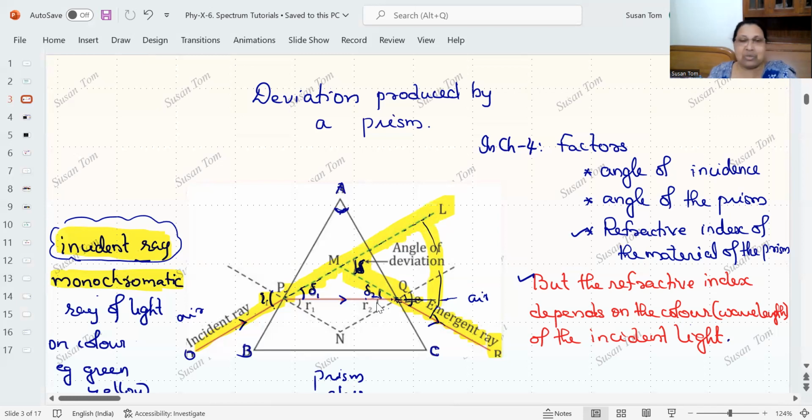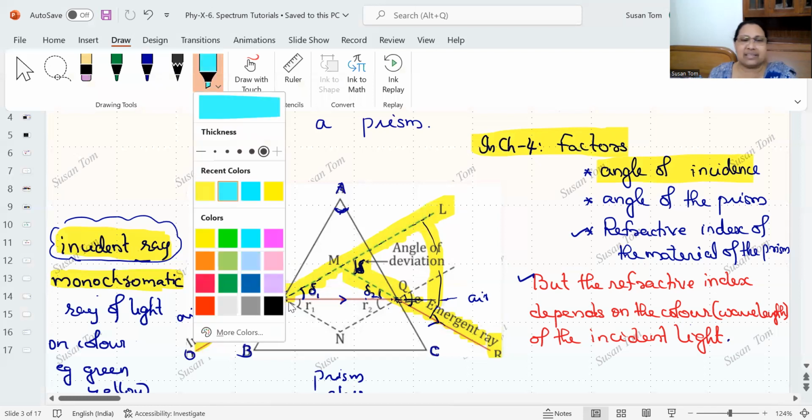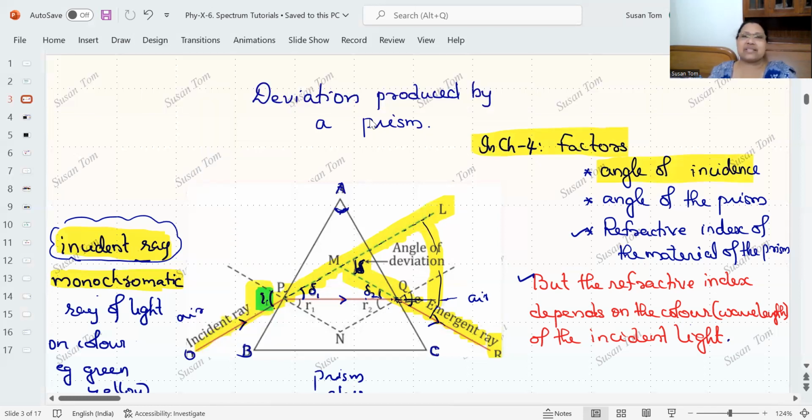The value of the angle of deviation produced by a prism depended on 3 factors. This also we studied. I'm just recalling from chapter 4 the factors that affect the deviation of a ray incident on a prism. We studied that it depends on the angle of incidence. Here it is the angle of incidence, no? Incident ray and normal, what it is forming, the angle i. Here I'll do it with a different color, children. This is i, the angle of incidence.